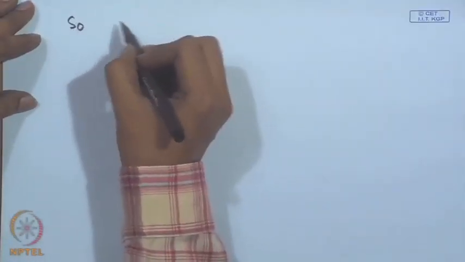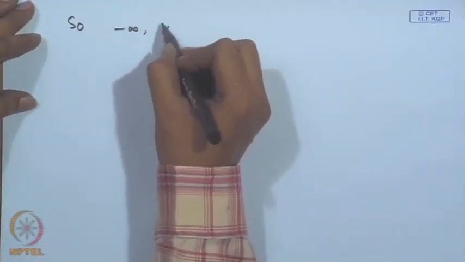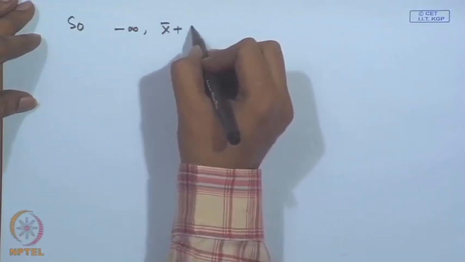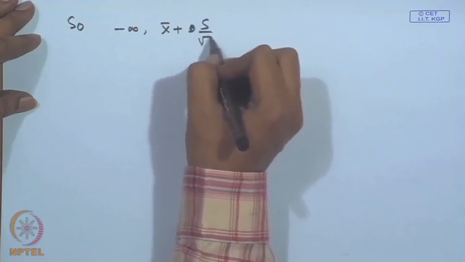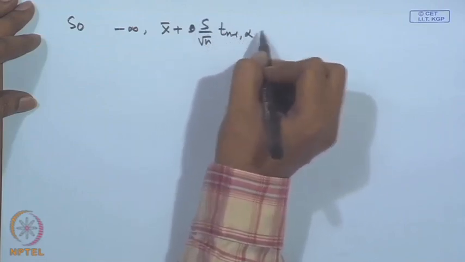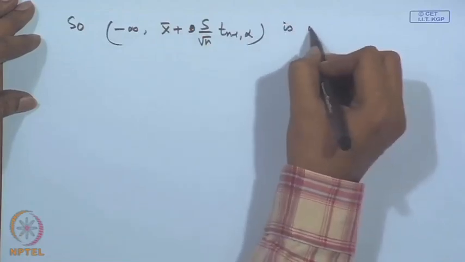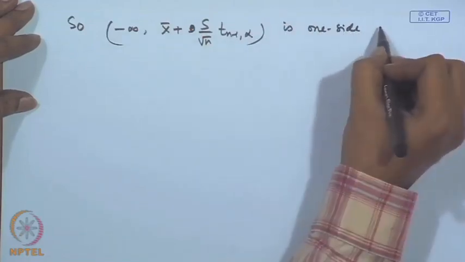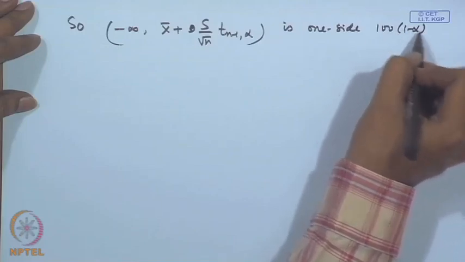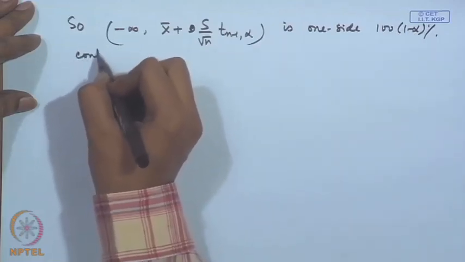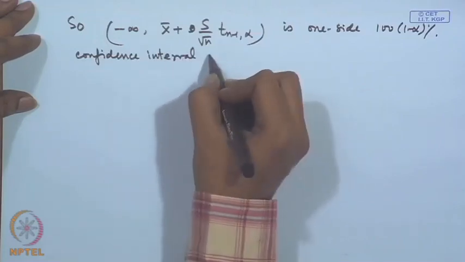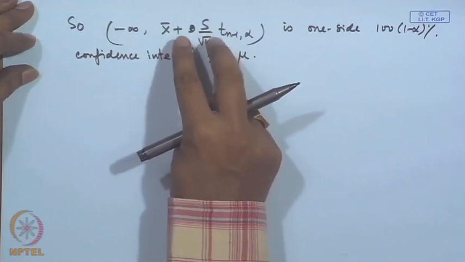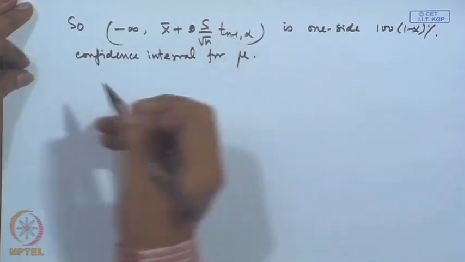So, the interval is minus infinity to x bar plus s by root n t n minus 1 alpha. This is one sided 100 (1 minus alpha) percent confidence interval. Here we have given an upper bound. We may also take a lower bound.